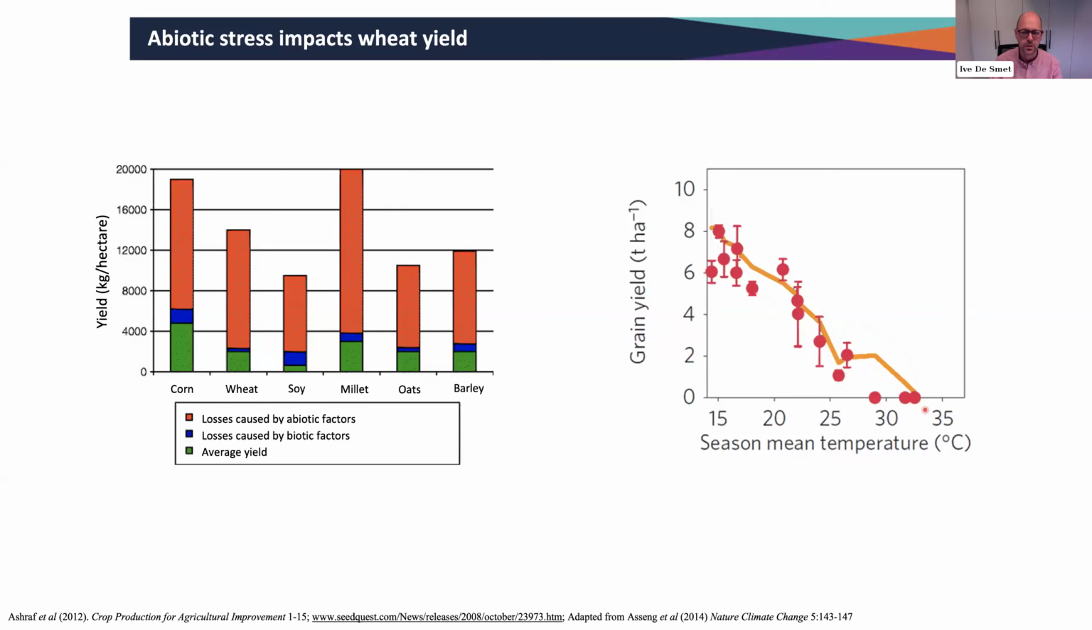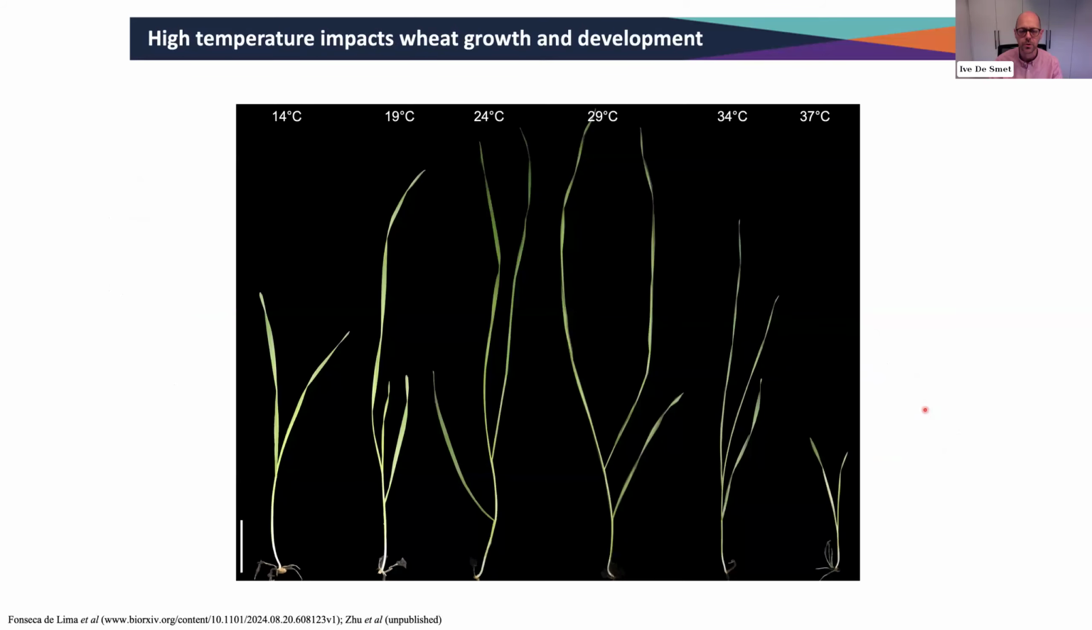In addition to these yield losses, we have primarily focused on early growth and development. So if we put young wheat seedlings and grow these at different temperatures, which are either slightly below or slightly above their optimal growth temperature, it's pretty apparent that if you put them at the lowest and the highest temperature, their growth and development is perturbed or at least delayed.